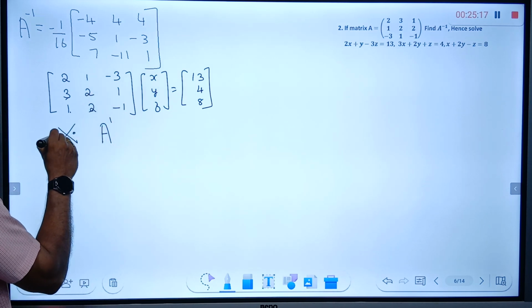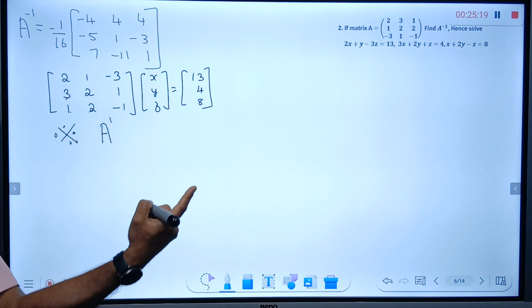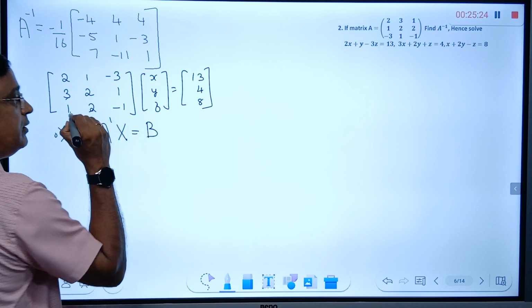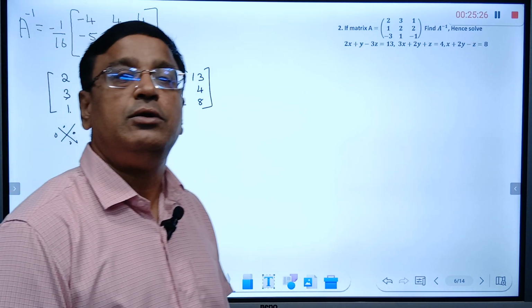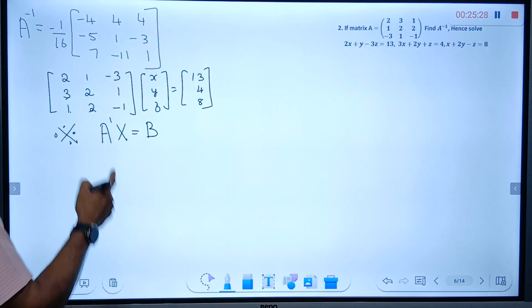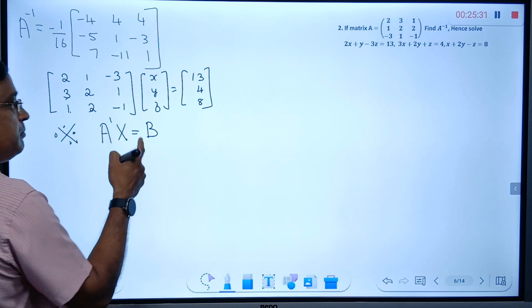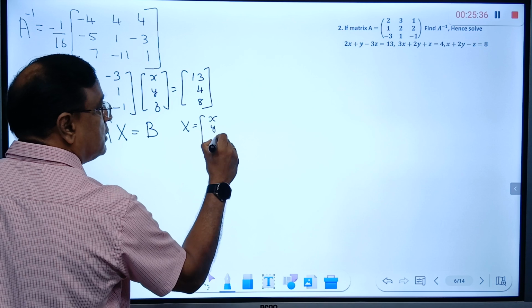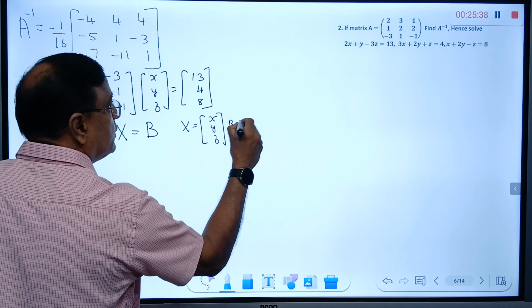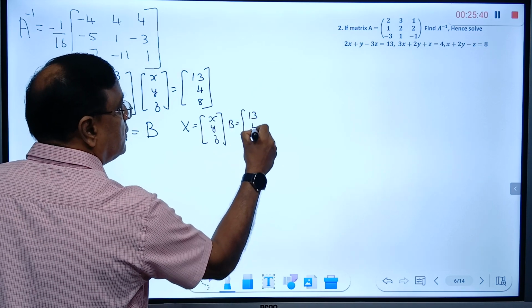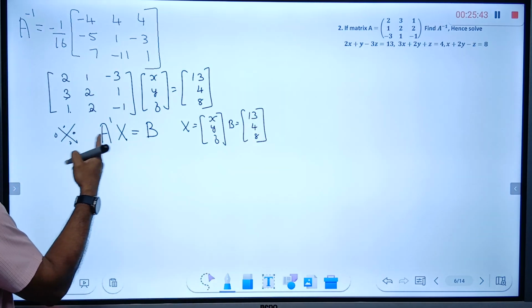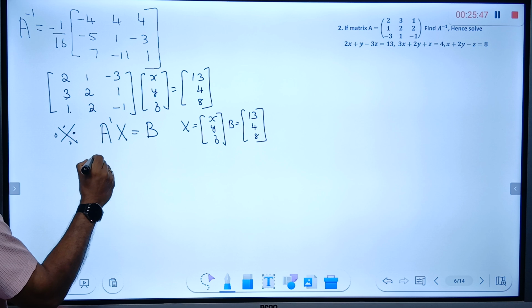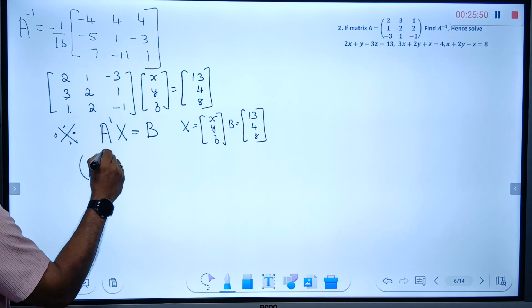So make a note of this. This is a very, very important type of question. Okay, A transpose X equal to B. Now, you want to find X, but before that let me declare what X is. It's always a good habit to declare a variable which you are using. So 13, 4, 8. Now your A transpose is to the left side of X. So what you will do, you will take inverse on both sides.